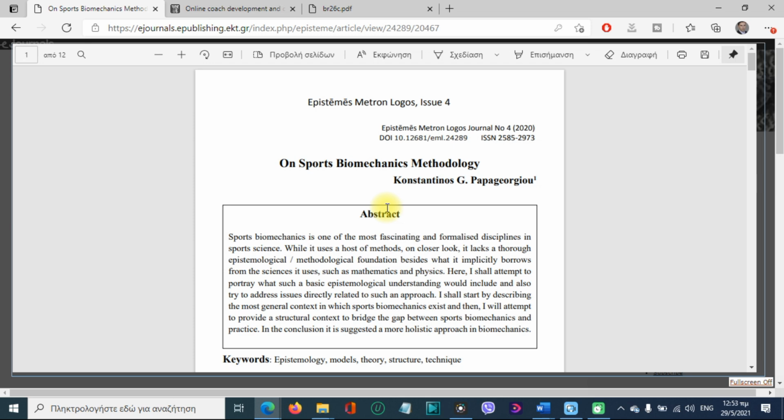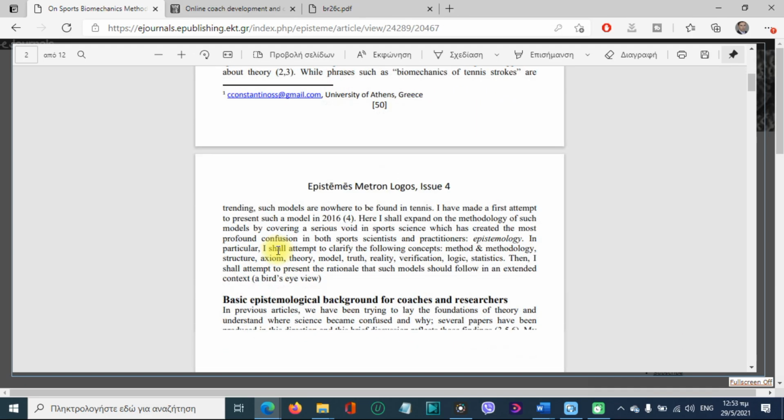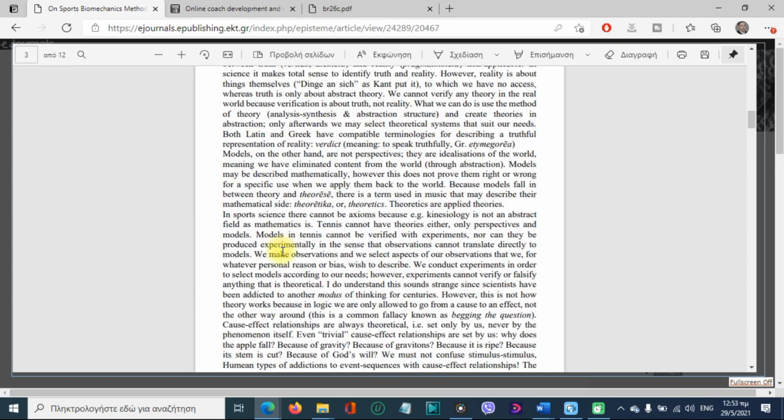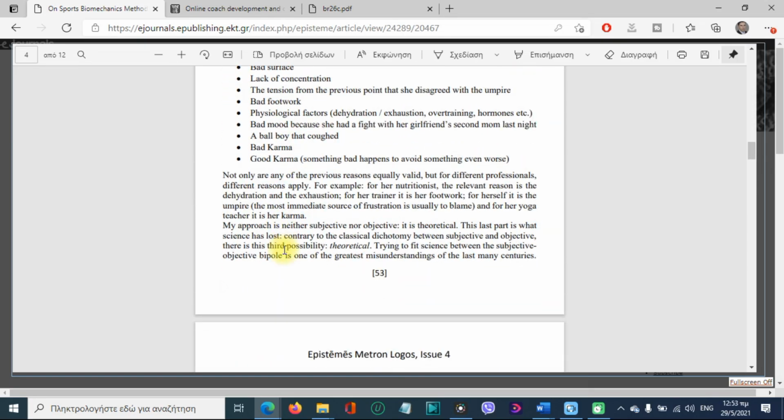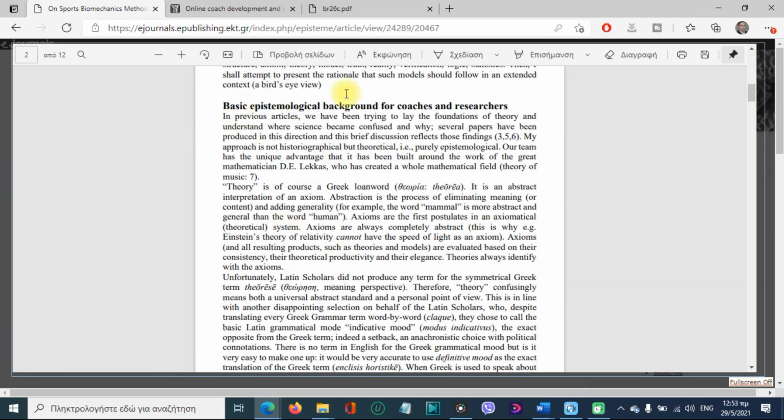The reviewers, when I received the feedback, said that it provided some very important insights in the area of biomechanics and ideas that are new for people that are in this field of science. So this is a very important paper, and it has a brief epistemological background, okay, for coaches and researchers. You could say this is a summary of the previous paper I just showed you.